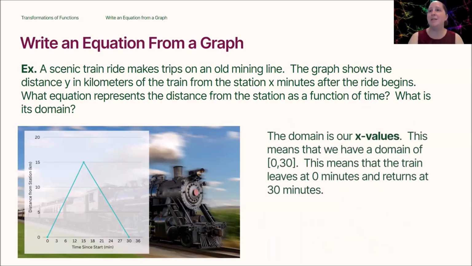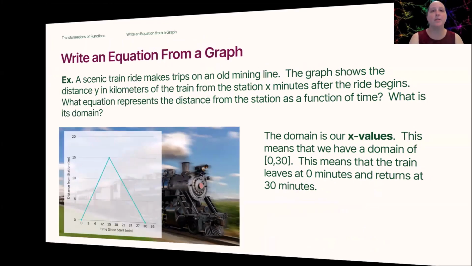So the domain is our x values. If I look at my graph, we have a domain from 0 to 30. I can't go past 0, right? Because time is not negative. And the train returns 30 minutes later.